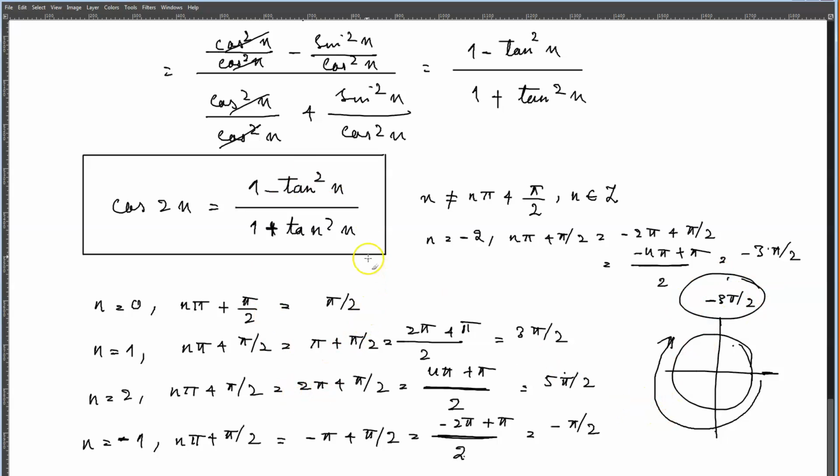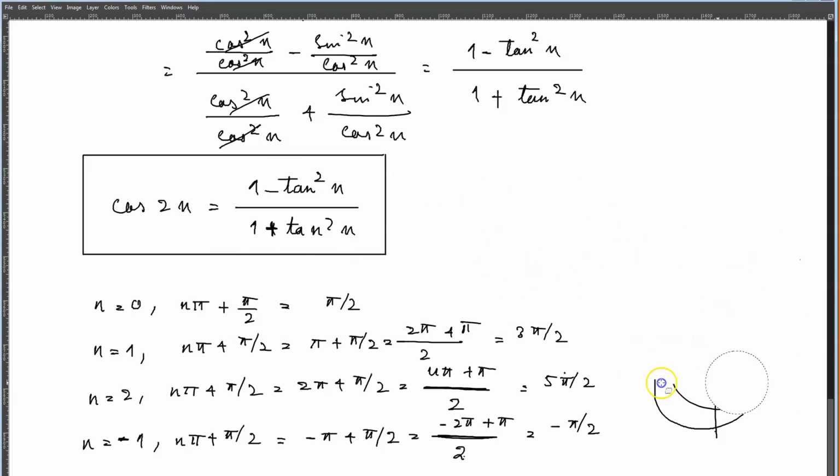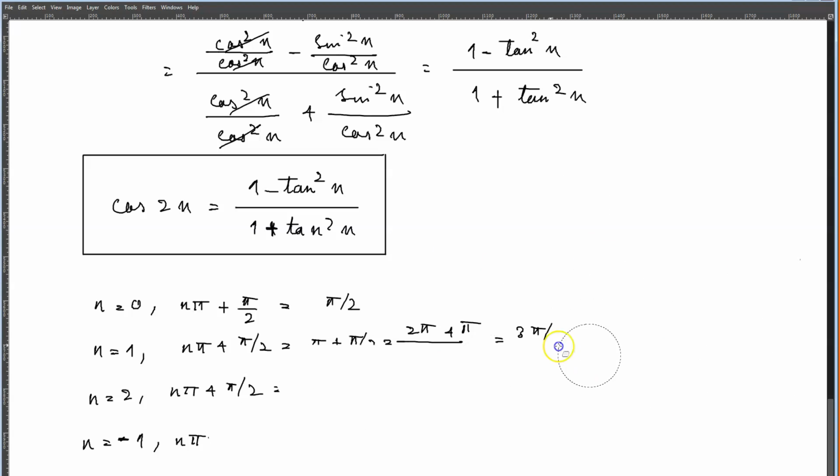So that is basically taking out all the integral multiples of pi by 2 from this formula. So that's something that you can use. I wasn't actually familiar with this form of the multiple.